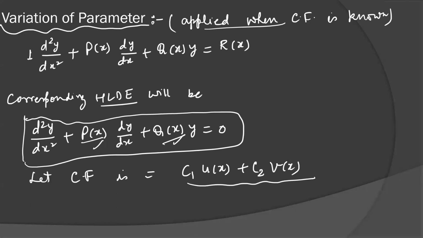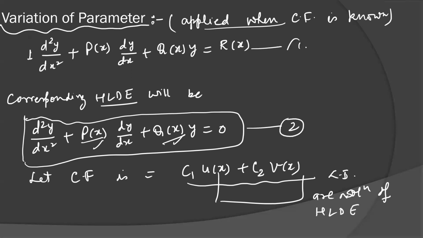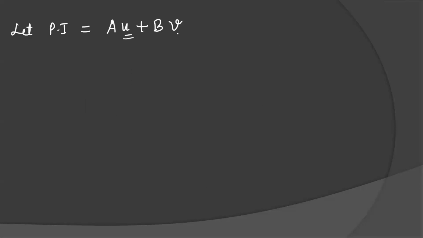Now, how to find the particular integral? This is the problem for this method. So I'm not going into the proof of this variation of parameters method. You can see any book and you will see the proof of this method. Let the particular integral be AU plus BV. Here U and V are solutions of the homogeneous linear differential equation 2. This is equation 1. So U and V both are solutions.